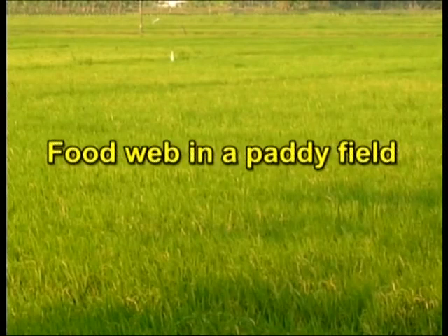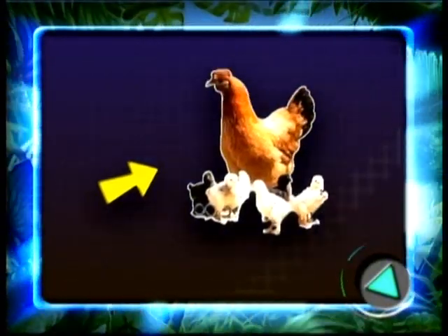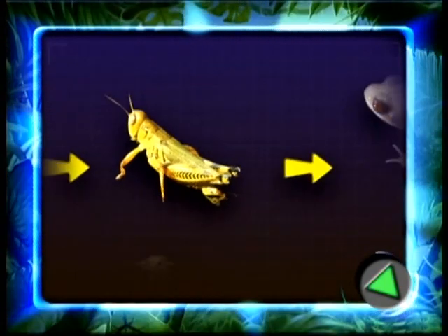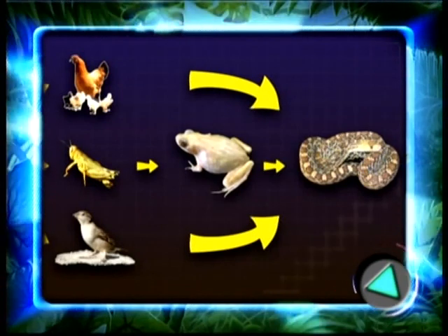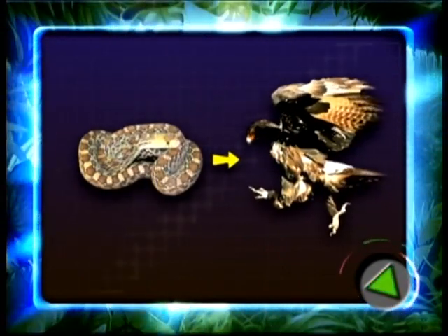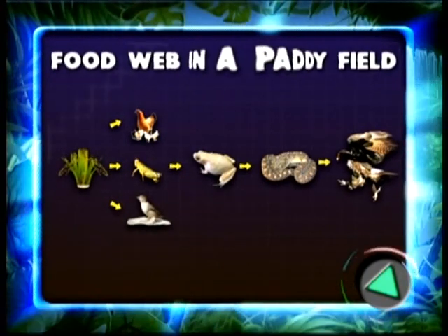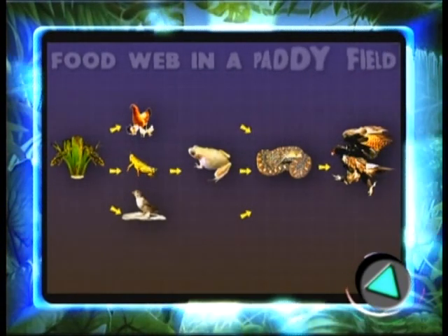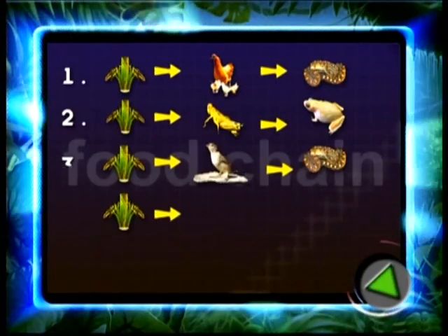This is a food web in a paddy field environment. Paddy will be eaten by the chicken, grasshopper and sparrow. The grasshopper will be eaten by the frog. Then, the snake will eat the chicken, frog and sparrow. The snake will then be eaten by the eagle. Now you can see from one food web they become 5 food chains. Now can you understand what I mean?